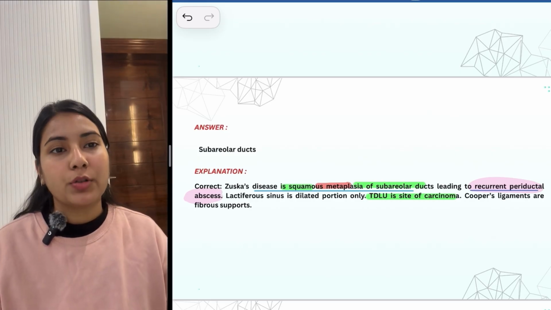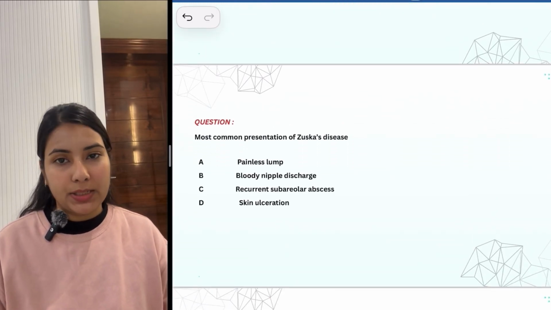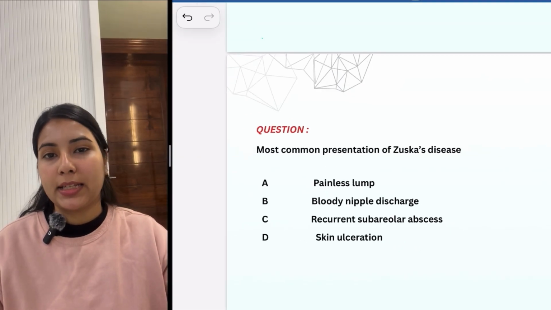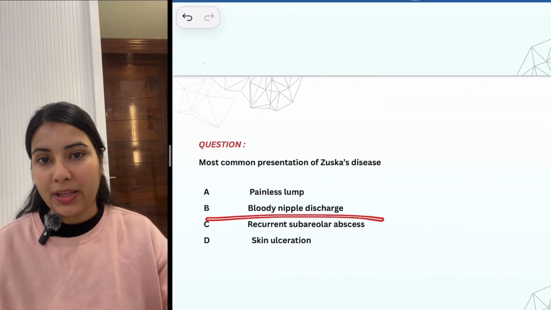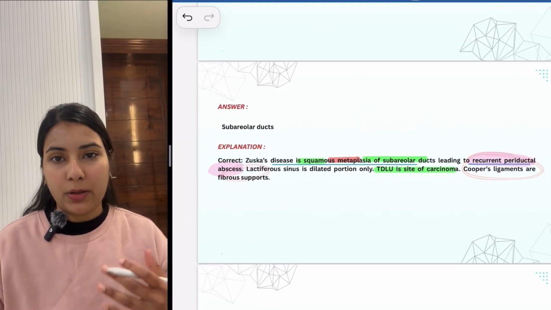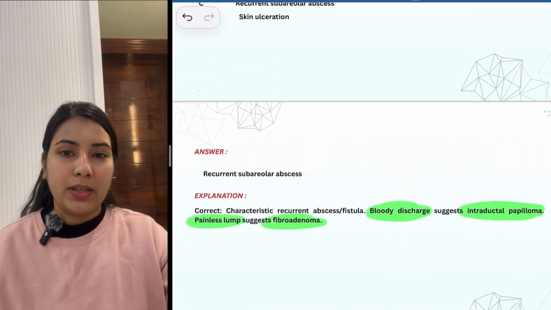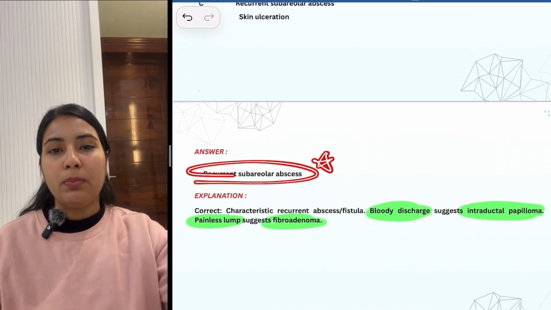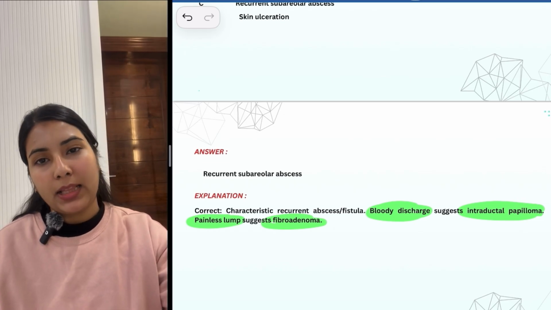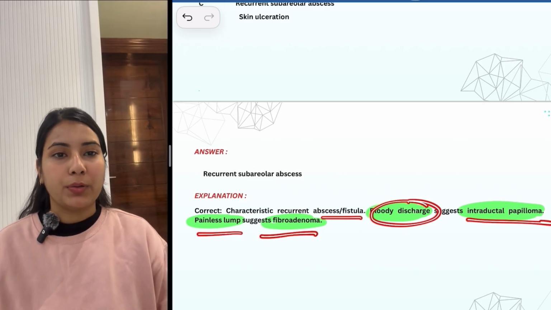The next question, most common presentation of Zuska's disease. Your options are painless lump, bloody nipple discharge, recurrent subareolar abscess, and the option is skin ulceration. We have read in the explanation of the above question that in Zuska's disease you have recurrent subareolar abscess. So the answer here is recurrent subareolar abscess. This is the feature for Zuska's disease. Now bloody discharge from the nipple suggests ductal papilloma, and painless lump suggests fibroadenoma. Okay, now moving on to the next question.